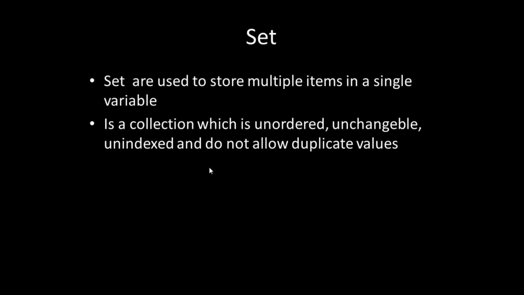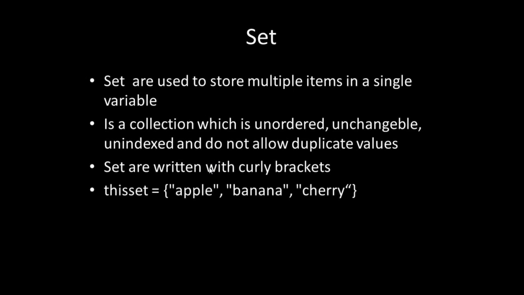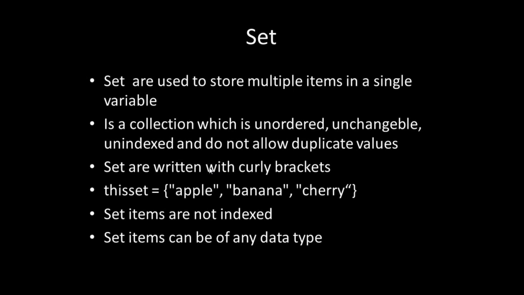Unchangeable: you cannot change the value of a set, but we can add additional items to the set. You cannot modify the existing values. Unindexed means you cannot use the index 0, 1, 2 to access a set item. And it does not allow duplicate values. A set cannot have duplicate values. Sets are written with curly brackets or flower brackets. This is the example, the set apple, banana, cherry. Set items are not indexed. Set items can be of any data type.